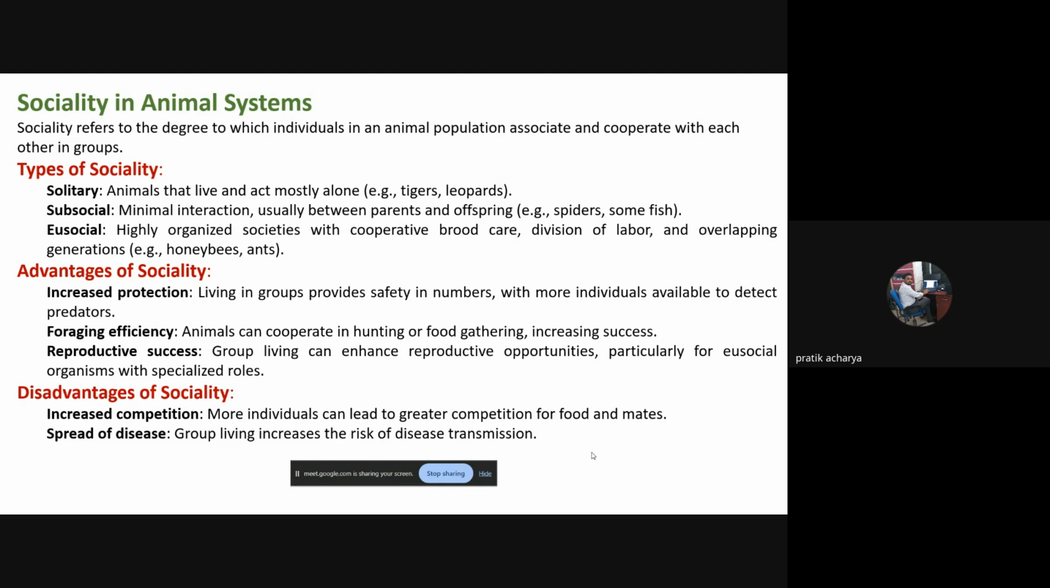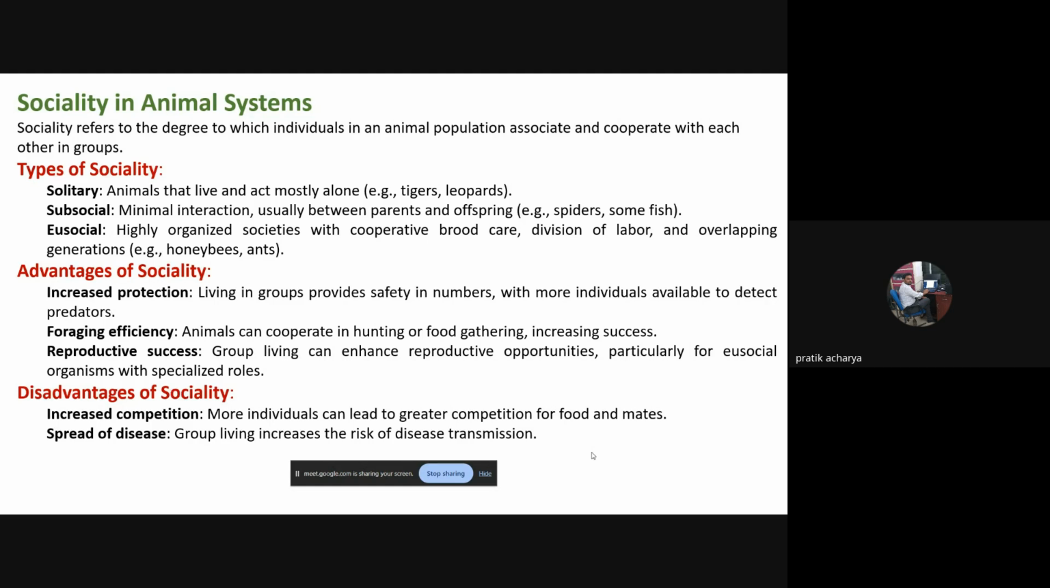So this kind of activity is known as eusocial organismal activity. Okay. So these are the different kinds of sociality. Organismal behavior is different according to this sociality. Okay. So what are the advantages of this sociality?